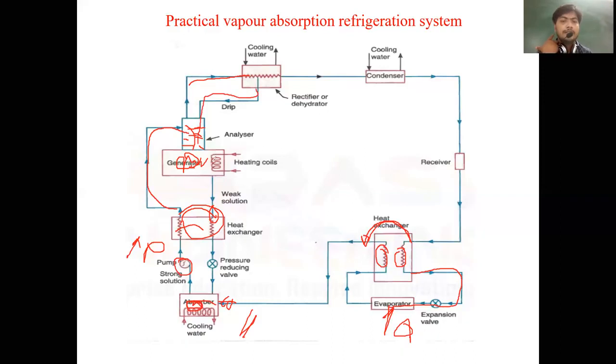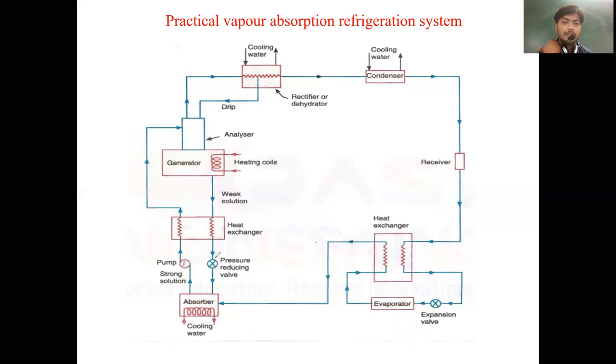In the generator, the weak solution comes again through the pressure reducing valve to the absorber. Why is it known as a weak solution? Because only some portion of ammonia is present in the water. That is why it is known as a weak solution.